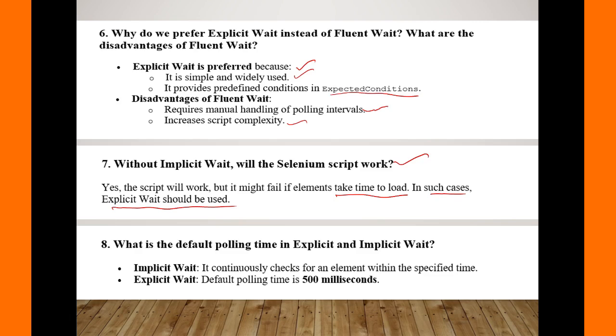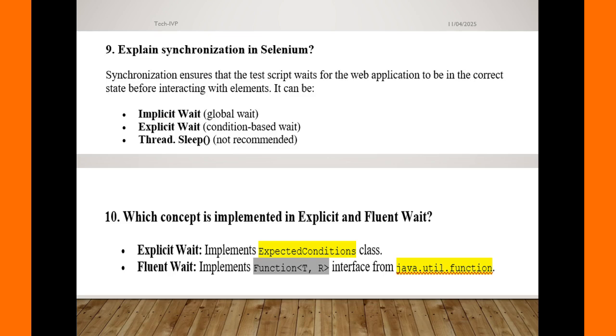Okay, the next question is: what is the default polling time in explicit wait and implicit wait? Implicit wait continuously checks for an element within a specific time period, whatever you have given, 10 seconds, 20 seconds, 30 seconds. But in explicit wait, the default polling time is 500 milliseconds. Keep in mind that most of the time the interviewer asks what the default polling time for explicit wait is.